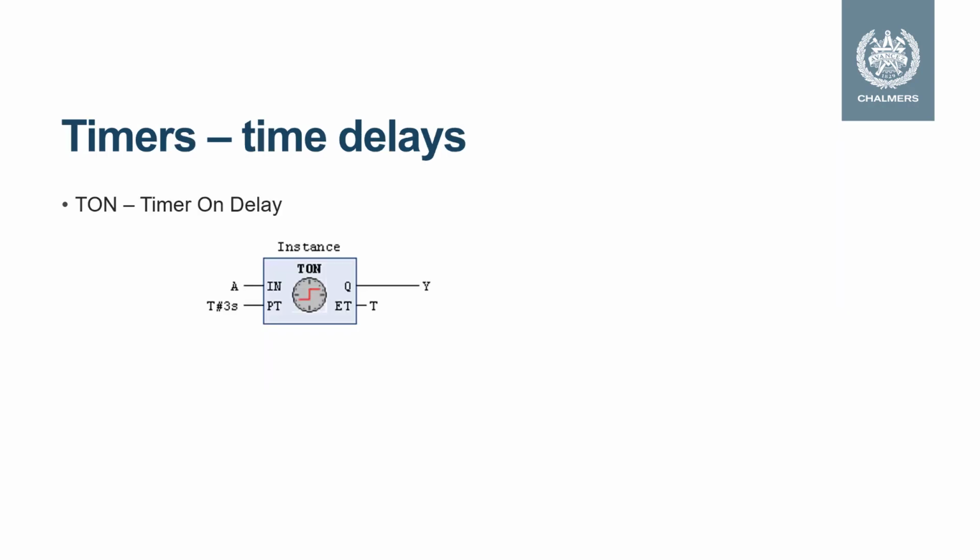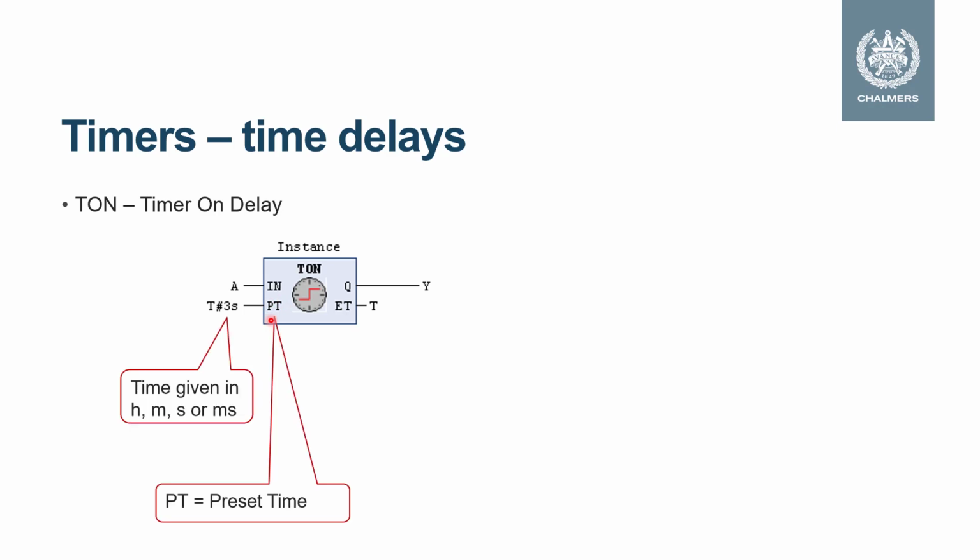I will start with the T-on block. T-on stands for timer on delay. And here is the block in Codesys. We have an input here, PT, that is preset time. It requires an input variable of the type time, given like this, T hashtag, and a number, and then the unit: hours, minutes, seconds, milliseconds, or even days. Here I have seconds, S for seconds.